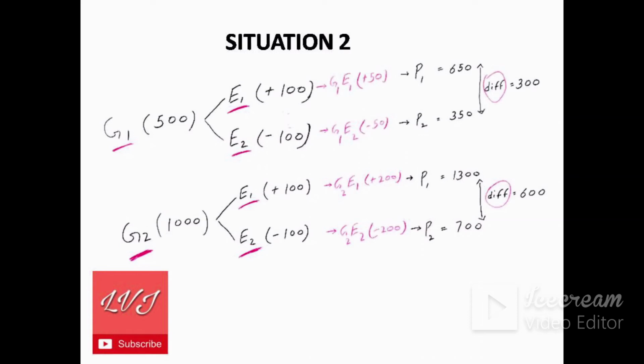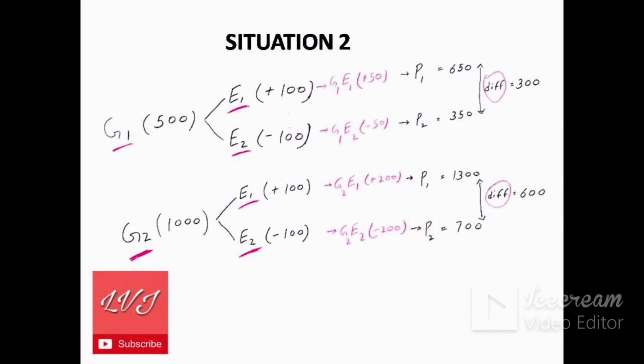Now come to genotype 2. Here the genetic capability of genotype 2 is 1000 kg. Environment 1 is supporting with 100 kg of milk production, and the genotype 2 and environment 1 interaction is also supporting the milk production by 200 kg. So the overall phenotypic value in this condition will be 1000 plus 100 plus 200, that will be equal to 1300 kg. Now come to the second condition.